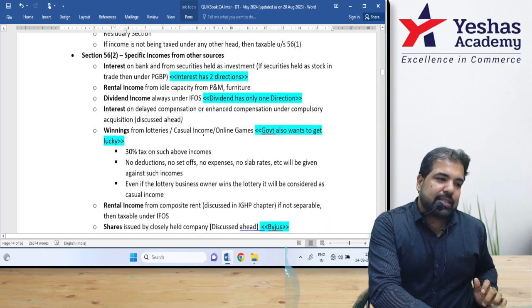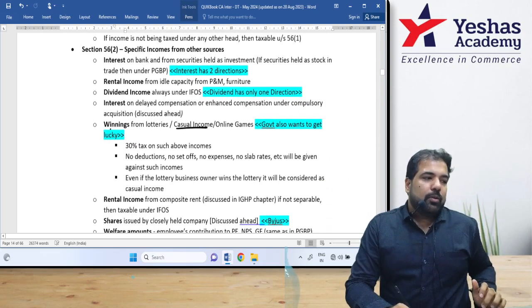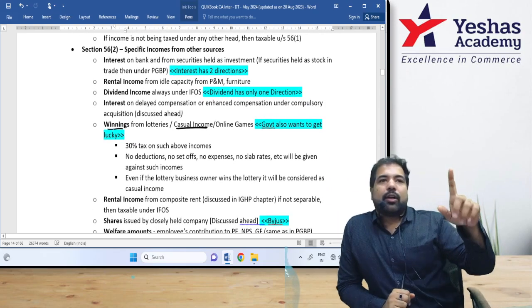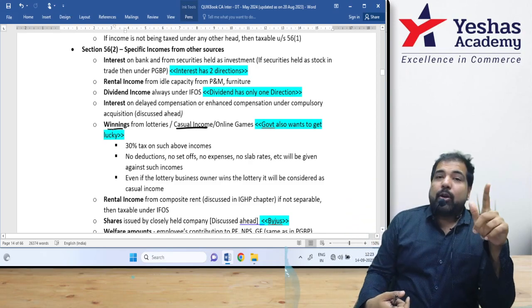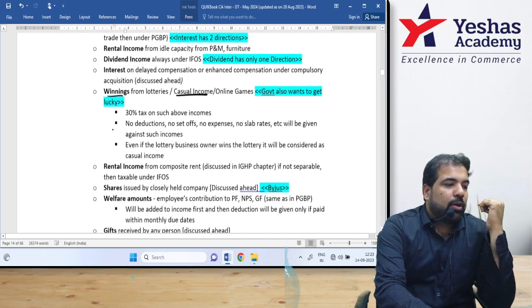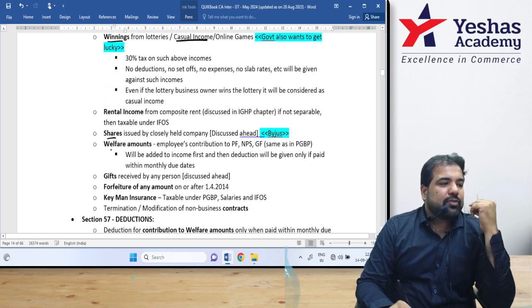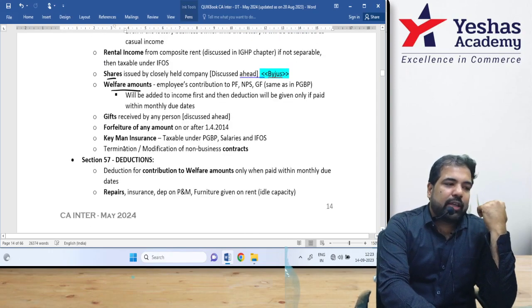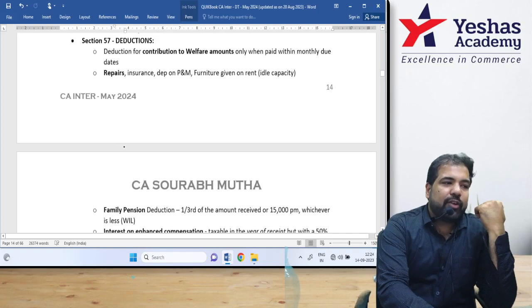Yes. And if I have some spare idle capacity laptop and I rent it, guys, will this be in this head? Yes. Casual income is always here, guys, shortcut. If you get lucky, the government also wants to get lucky on the same amount. All right. And shares we'll discuss. Welfare amounts are discussed with PGBP. Gifts we've already discussed.